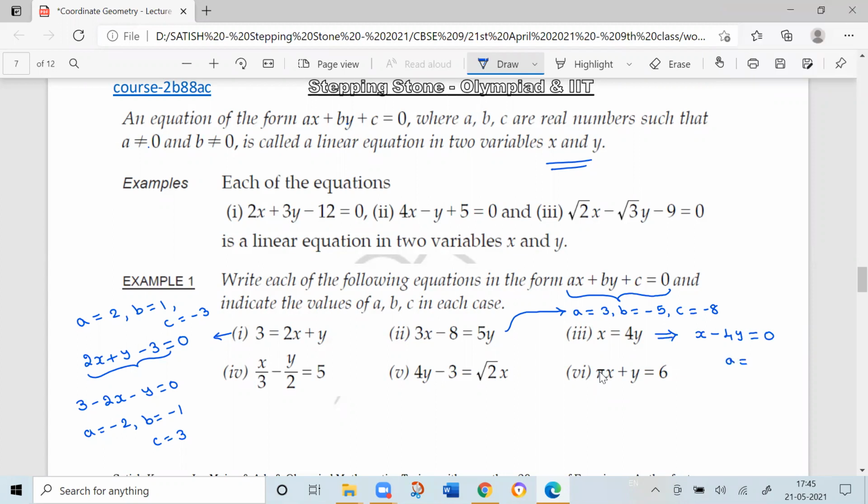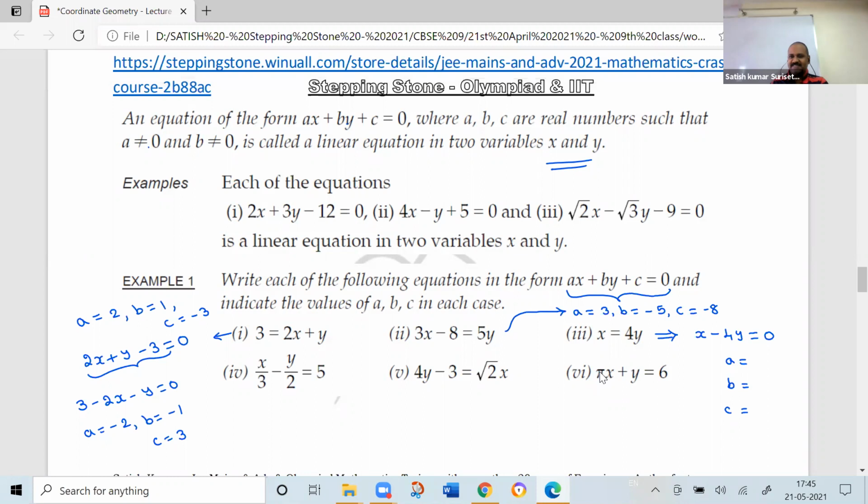Hitesh. A equal to how much? Hello. Sir, a is equal to x. Coefficient of x. Mute it.